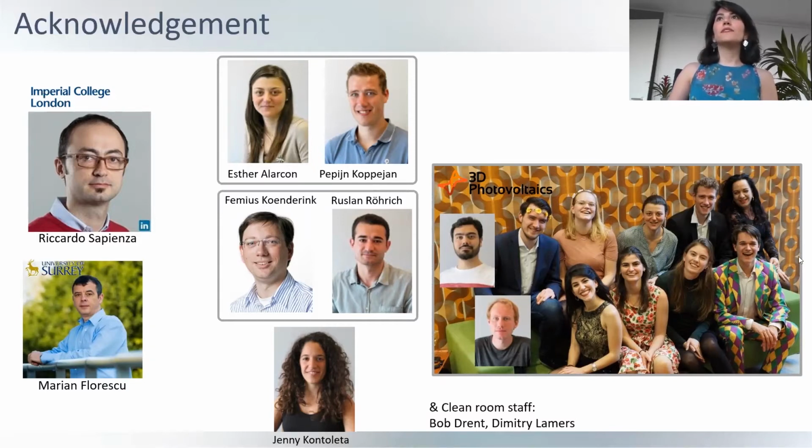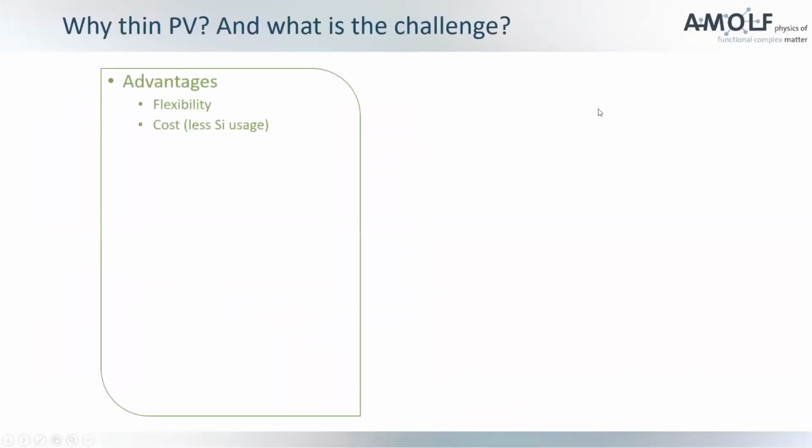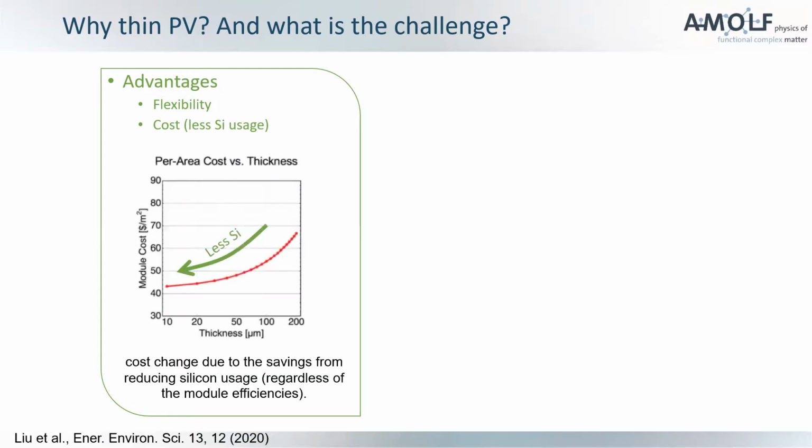I would like to start with the motivation of the work and tell you about why going to ultra-thin would be beneficial. The important reasons to go for ultra-thin silicon are flexibility and cost. For the cost argument, I would like to show this plot from a techno-economical paper that I have found, which shows that only by going to lower thicknesses does the module cost go down a lot.